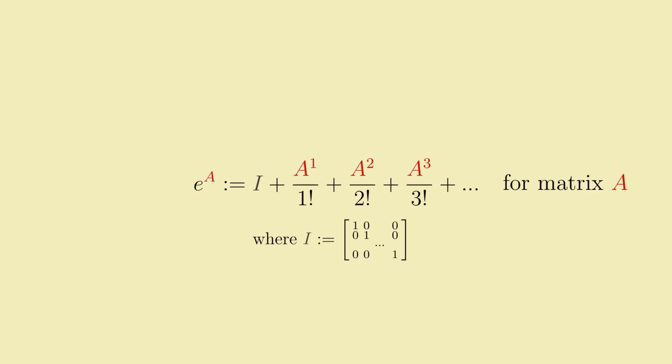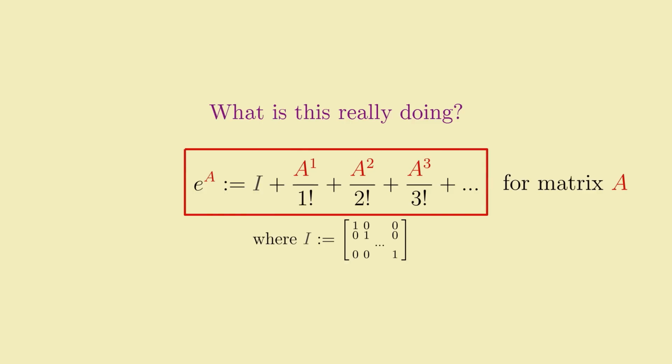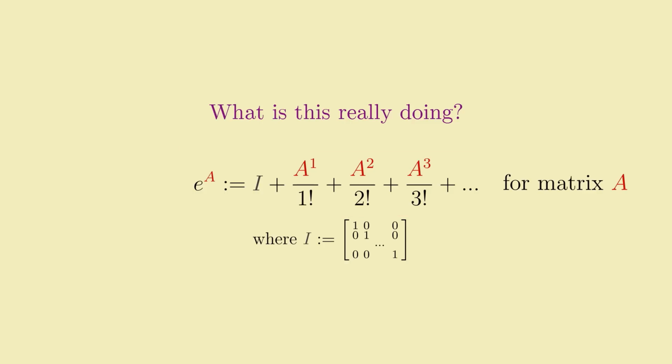Now, whenever you define something using an infinite series, you always have to be careful to justify that the series converges for the inputs you care about. But I'll skip over that here and just tell you that it does indeed converge for any possible square matrix you might plug in. But this still leaves open the question of how to interpret or visualize what this operation is really doing to a matrix. Sure, we can calculate it, at least in principle, using this infinite series, but what does it mean?